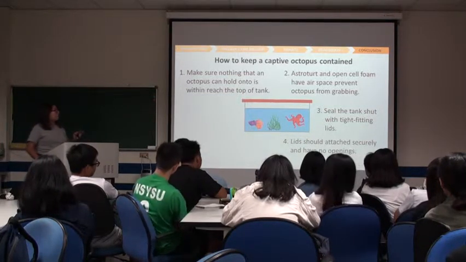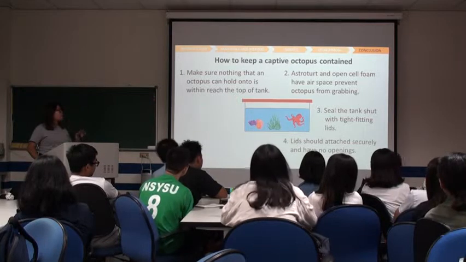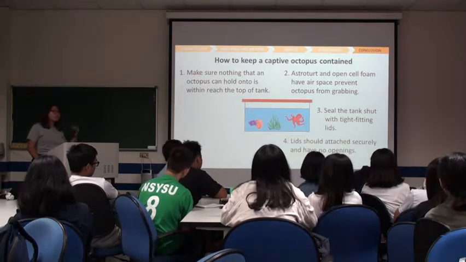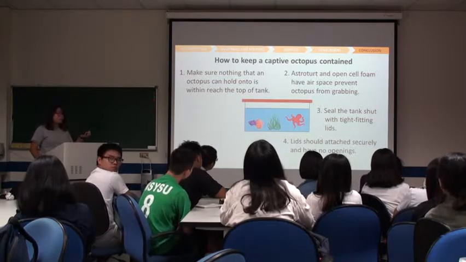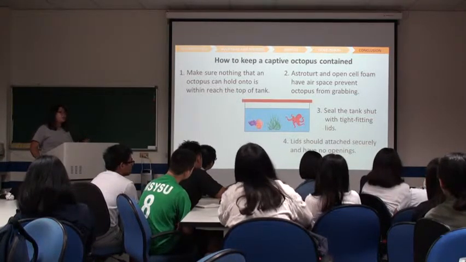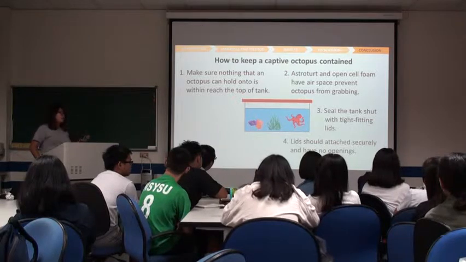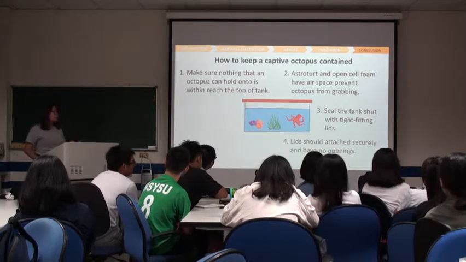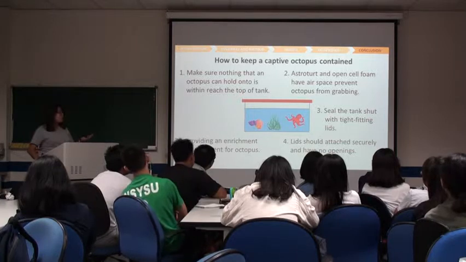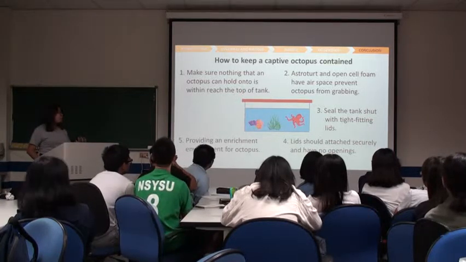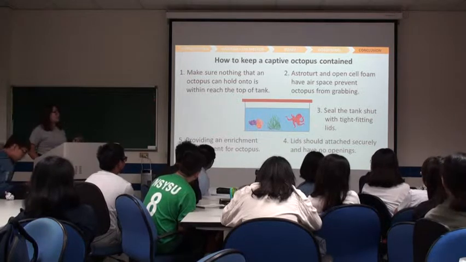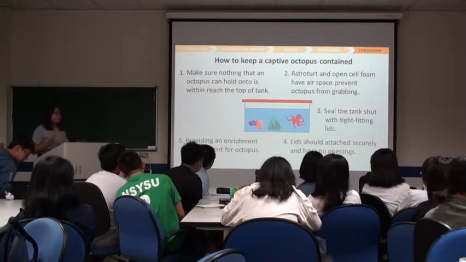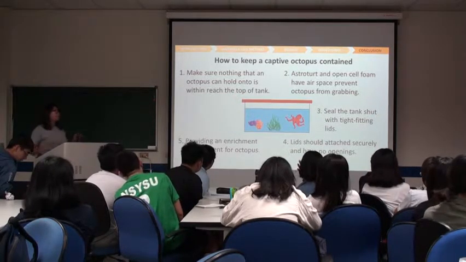Fourth, lids should attach securely and have no openings. As you can see previously, if the tank has a small hole that is smaller than its body size, it still can run away from the tank. And fifth, provide an enriched environment for the octopus, such as shells for them to hide in or seaweed. As long as they feel secure enough in the environment, that is enough.